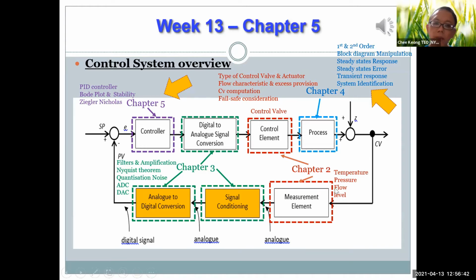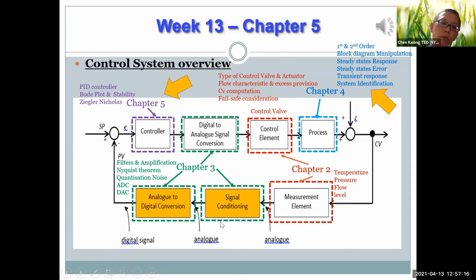Now, so far, this is a very good overview of the entire module. In the beginning, we start with chapter 2 with all the sensors, which are the temperature sensor, pressure sensor, flow sensor, and level sensor, which you have gone through. Then subsequently, we go into the valve, actuator, the flow characteristic, Cv computation, and fail-safe mechanism. That finishes up chapter 2 for the red color one.